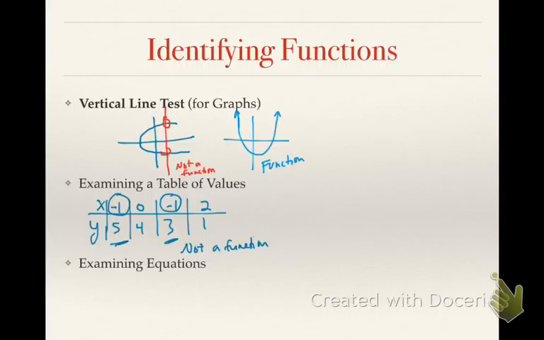Now, on the contrary, if I had a table that said this, -1, 0, -1, and 2, but the y values were 5, 4, 5, 1, notice that table's indicating that the -1 input still has the same output. So this would be a function. Okay. So for tables, you're looking to see if the same input gives different outputs to provide enough evidence that it is not a function. And all you're looking for is just one case where that happens.